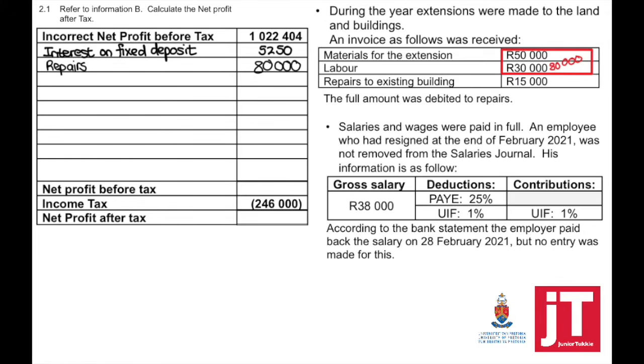First of all, we need to take out the gross salary. So to take that out, we are going to show salaries, 38,000, no brackets. Because our expense decreases, it will have a positive effect. UIF contributions, 1% of 38,000 equals 380. Again, no brackets. Because we need to take it out, our expense will decrease. It will have a positive effect.